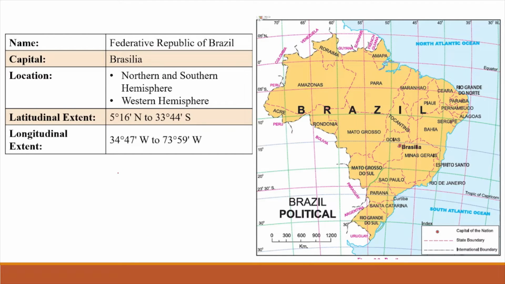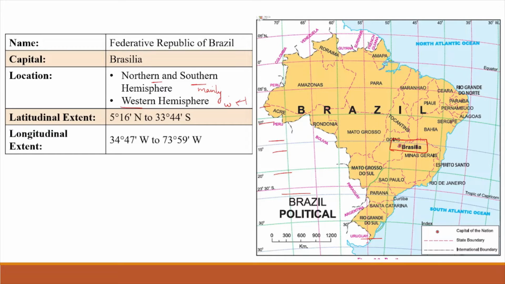Okay, so the official name of Brazil is the Federative Republic of Brazil. The capital is Brasilia. Okay, over here, you can see. We saw the location. It partly lies in the northern and mainly lies in the southern hemisphere. Whereas if we consider the prime meridian, then it lies to the west of it, so in the western hemisphere as well.